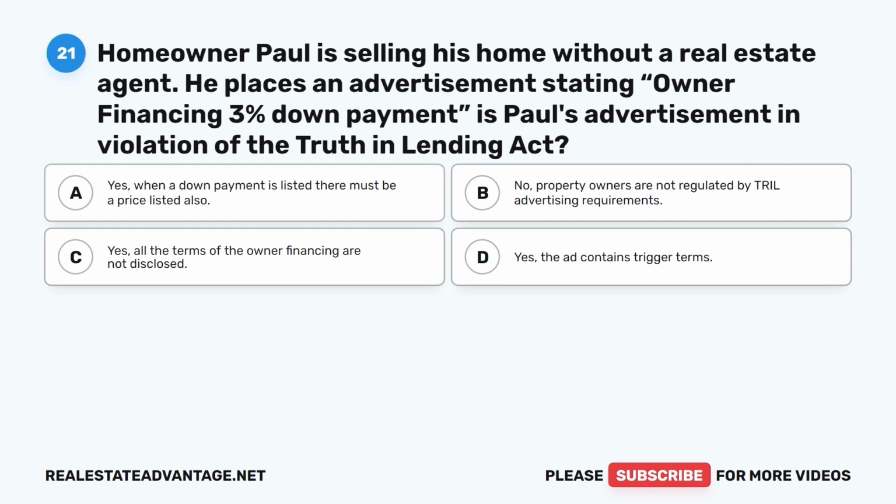Question 21. Homeowner Paul is selling his home without a real estate agent. He places an advertisement stating "owner financing, 3% down payment." Is Paul's advertisement in violation of the Truth in Lending Act?